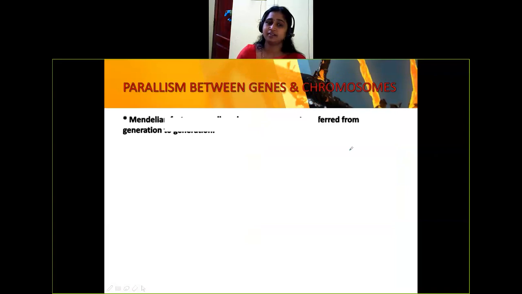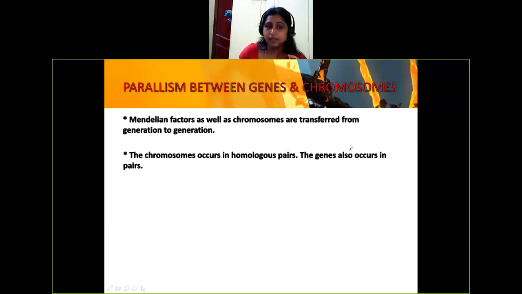A Mendelian factor as well as chromosomes are transferred from generation to generation, both. First point, they occur in homologous pairs. Which one? Homologous pair of chromosomes. I'll draw the structure so it will be clear for you. The genes also occur in pairs. Gene means, you don't go for the point of locus. Just to take a well-known example, capital T, capital T. It's nothing but the genotype, right? They also occur in pairs.